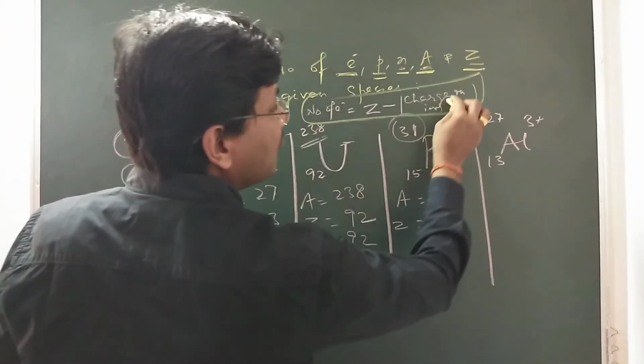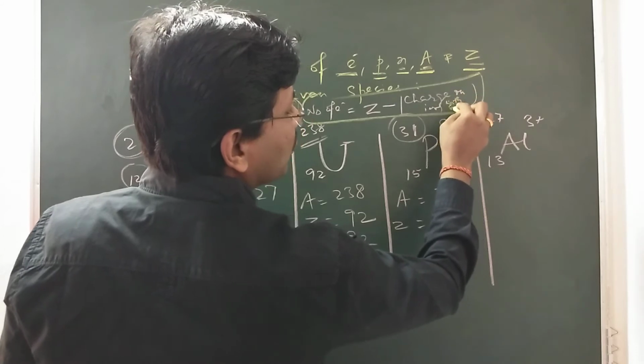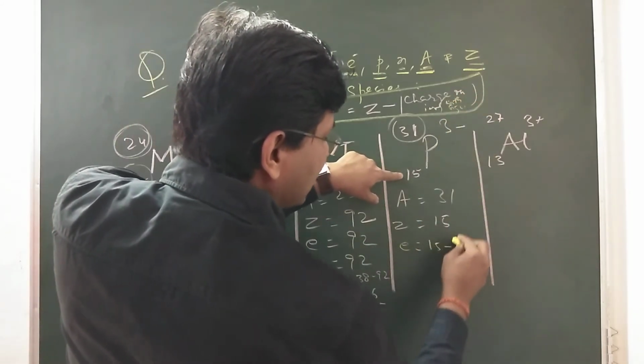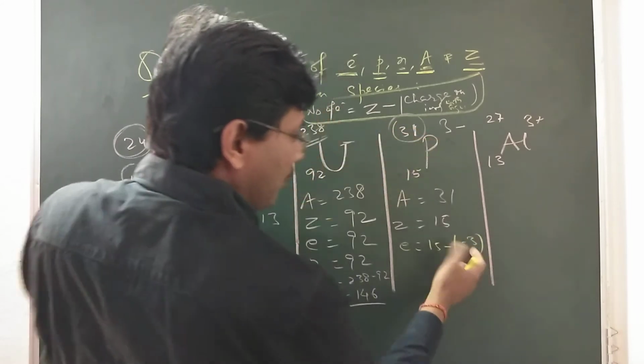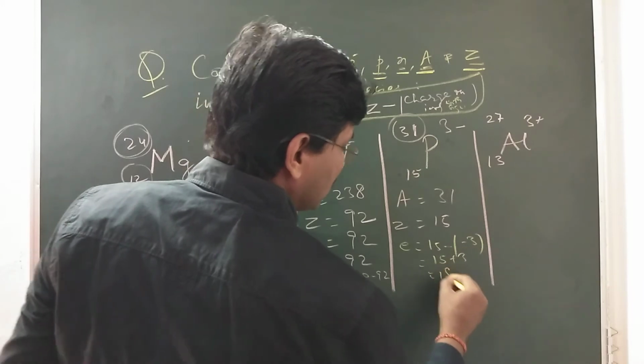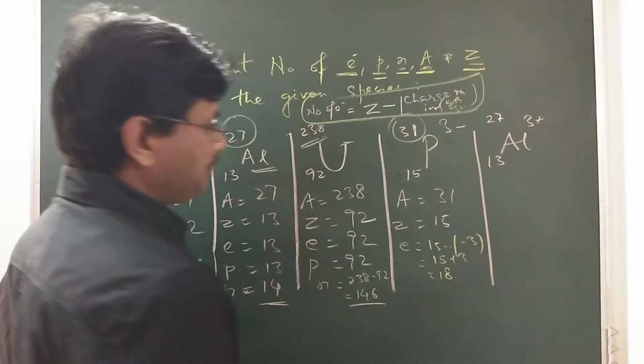Now, which sign do you have to put for the charge on the ion? The electron count is 15 minus charge. Charge is minus 3, so minus minus becomes plus. It becomes 15 plus 3, that is 18. So it has 18 electrons.